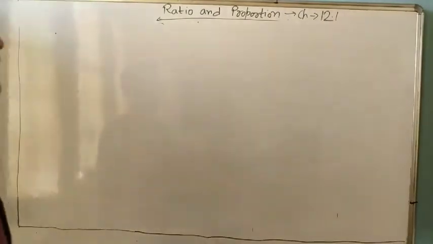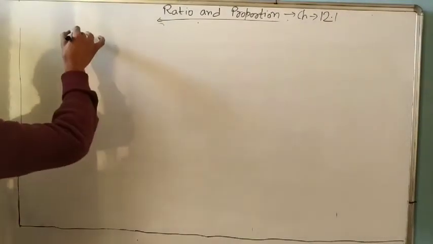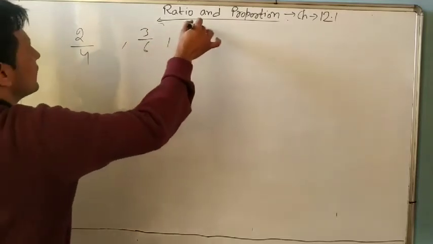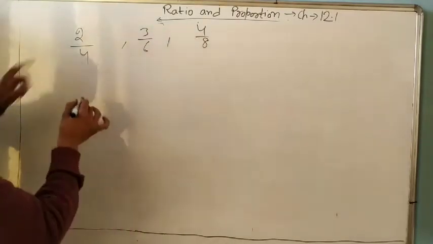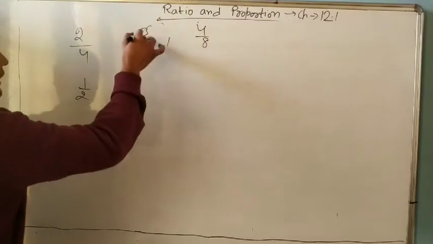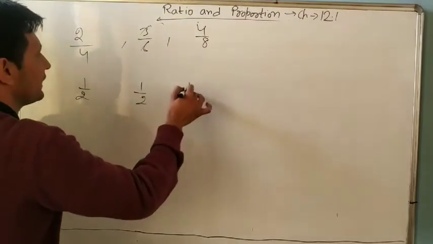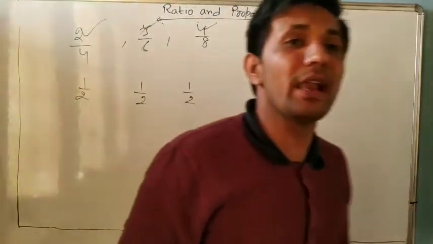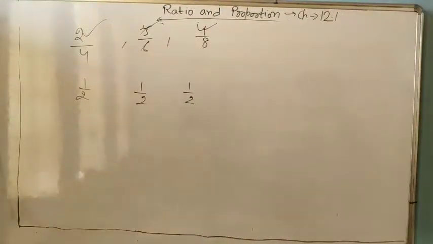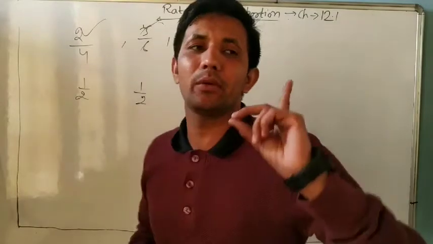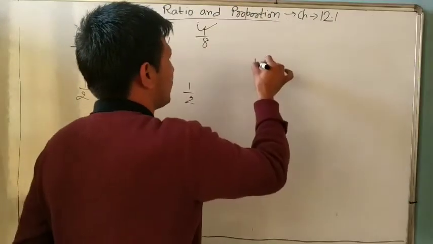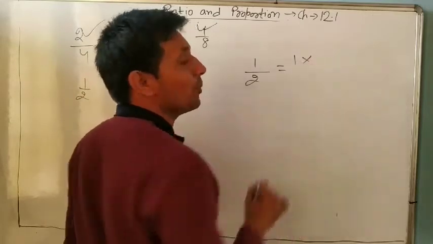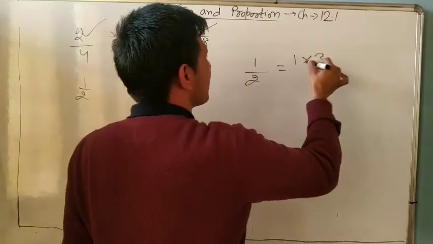Same as it is, everyone knows fractions 2 by 4, 3 by 6, 4 by 8. 2 by 4 means 1 by 2. It is also 1 by 2, and it is 1 by 2. It means they all are equivalent fractions. Equivalent fractions, everyone knows. How can you find equivalent fractions? If you want to find equivalent fractions, multiply or divide the numerator and denominator by the same number.